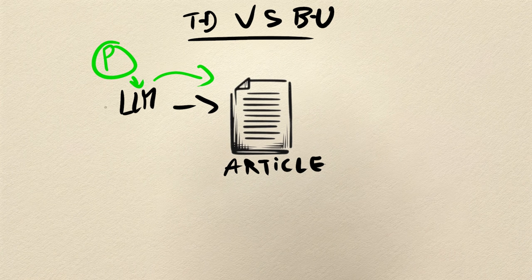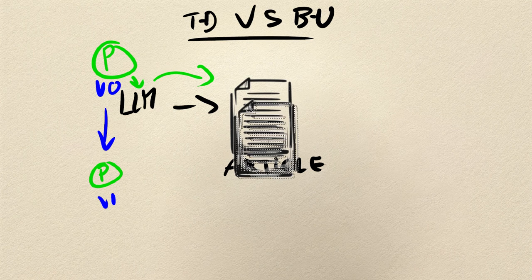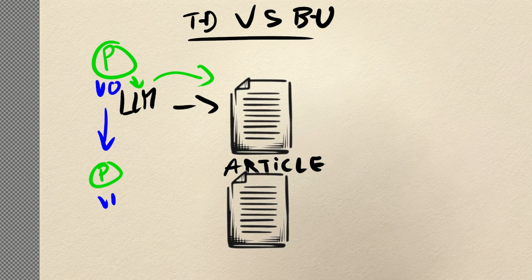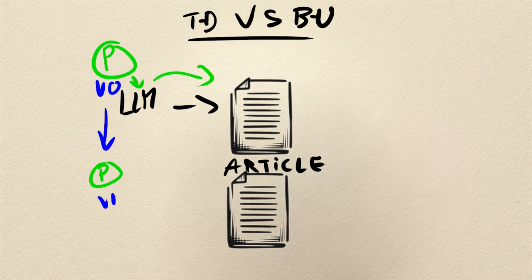Now, the problem is the article is rarely perfect from the start. So usually you're going to create multiple versions of the prompt, for example version 0, and then you move forward to version 1. Version 1 is going to create a different article, so it should be better. That's really the idea: that this article is better.